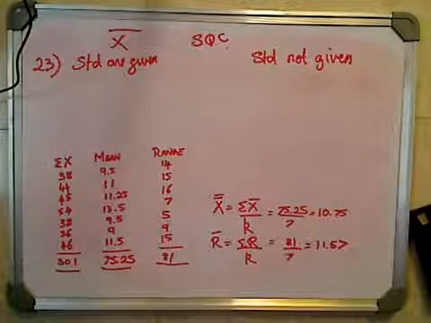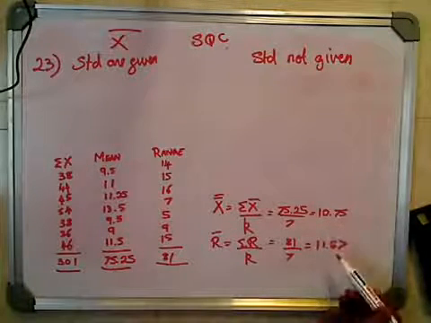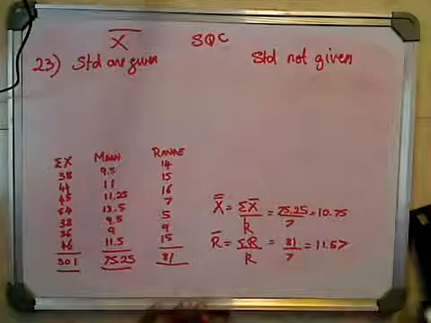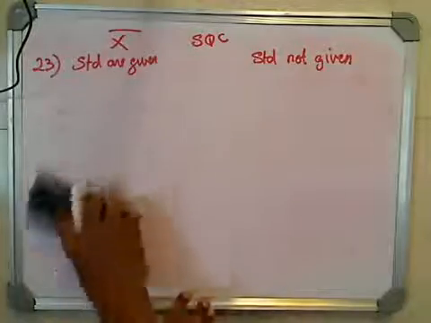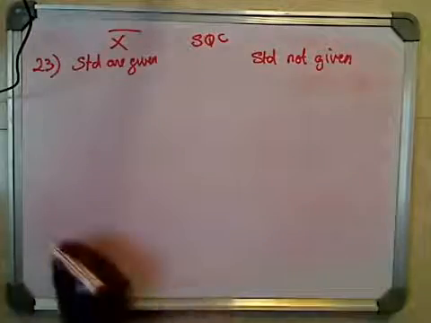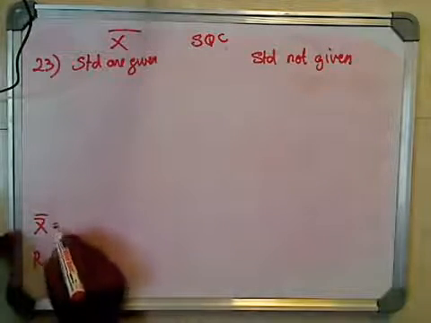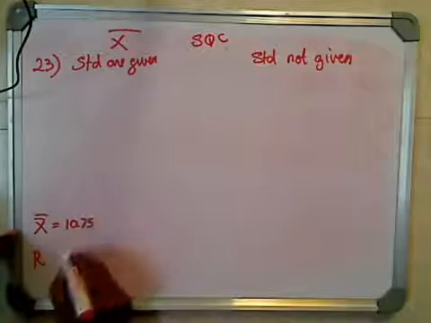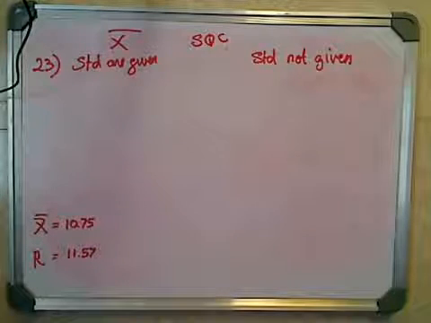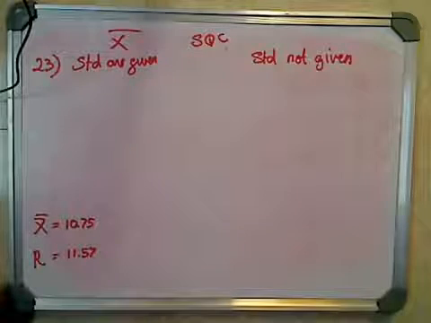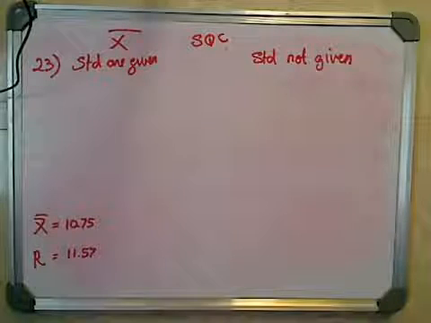Now we've been able to arrive right away at the values that we want for the further calculations. We need 10.75 and 11.57. So let's quickly write this down in a corner. X bar and R: this is 10.75, and this happens to be 11.57. Now, let's calculate the X chart for cases where the standards are given and where the standards are not given.